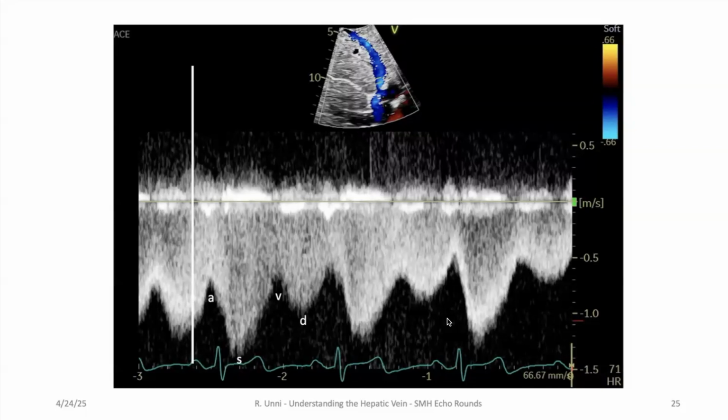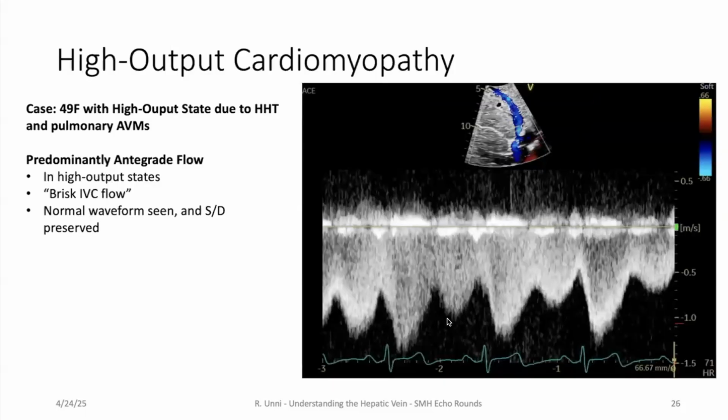This, as you can see, is different than what we talked about because all the flow is antegrade. All the flow is coming downward. This specific image is taken from a patient with a high output state, but you will see this commonly in patients with brisk IVC flow. When you see a lot of flow coming through the IVC, typically the IVC is collapsing. It's been described either in high output states or in patients who seem to have low IVC pressure or brisk IVC flow. The important thing is, as you can see, the SD ratio is maintained.